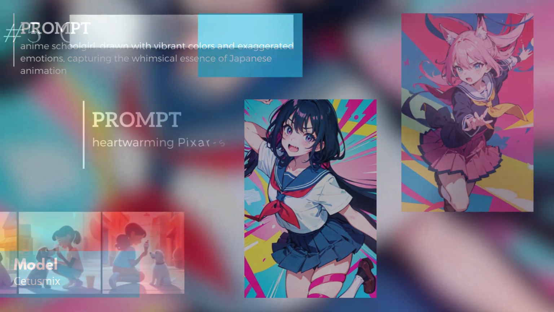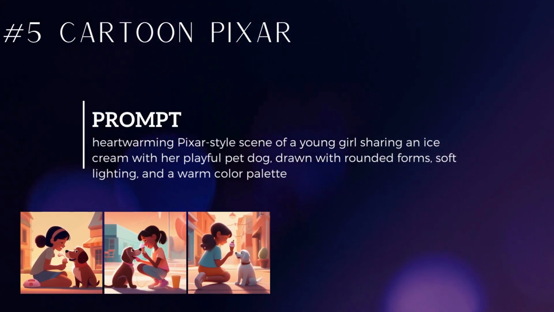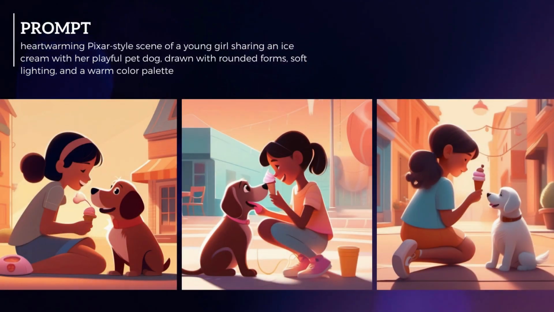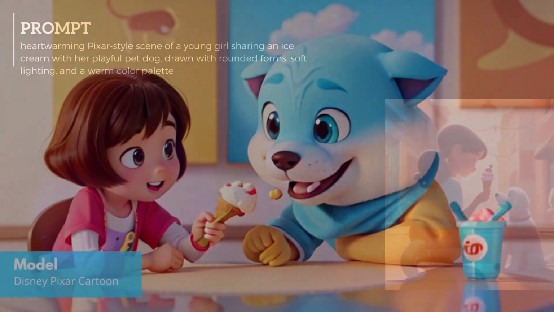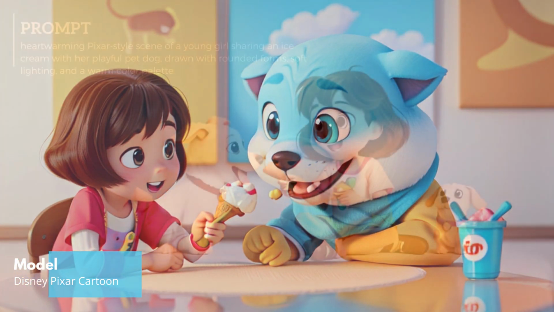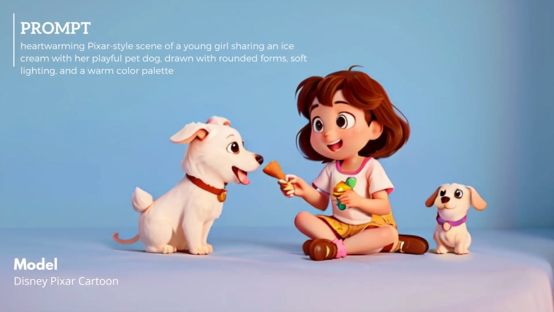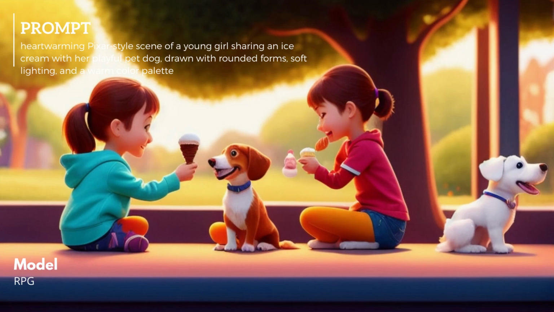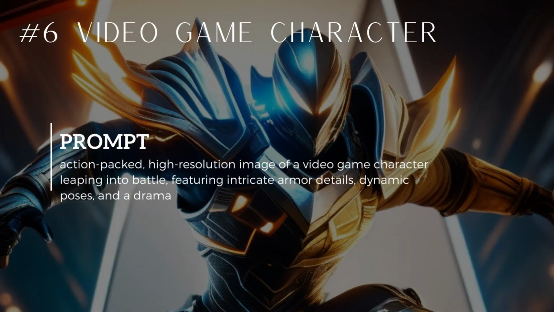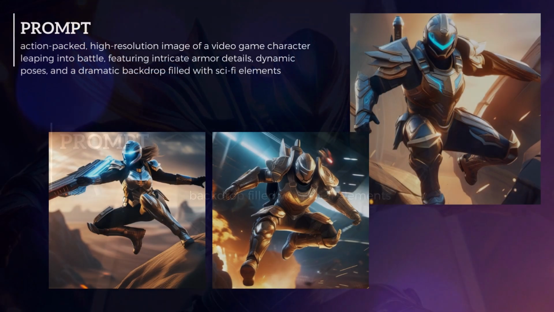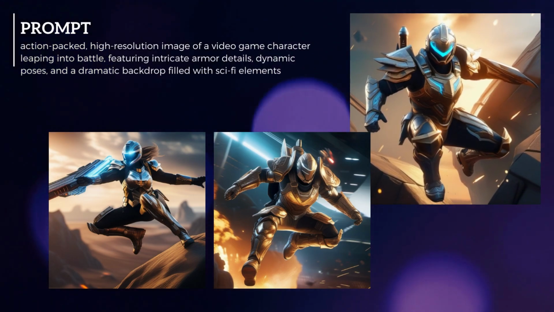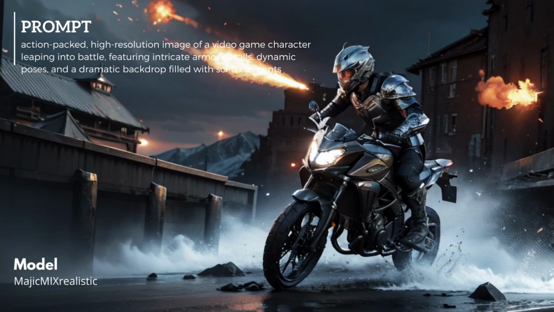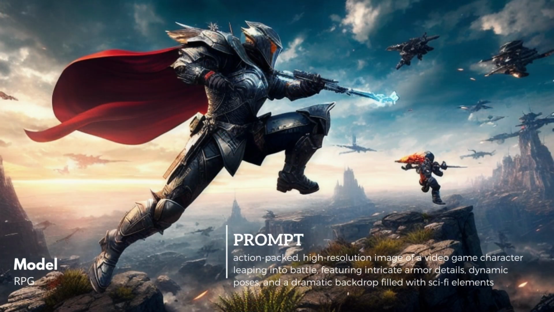And now for some warm fuzzies. This prompt takes us to a cozy Pixar-style scene. The AI gives you lovable round shapes, soft lighting, and a color palette that's like a warm hug. It's a serious cuteness overload. And this prompt creates an action-packed scene straight out of a high-end video game. A warrior leaps into battle, striking a dynamic pose, backed by a dramatic, sci-fi-filled backdrop.